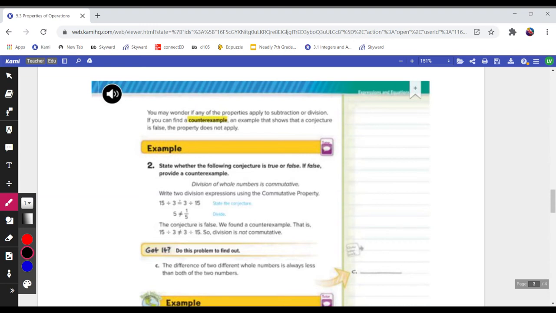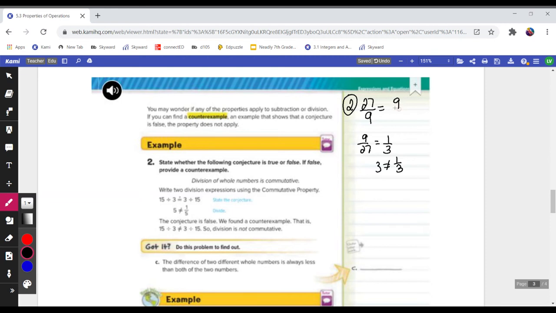State whether the following conjecture is true or false. If false, provide a counterexample. So, division of whole numbers is commutative, meaning it doesn't matter what order you divide it in. Well, we can show that that's not true. If we were to take, let's say, 27 and divide it by 9, that answer equals 3. Now, the commutative property of division would mean that 9 divided by 27 would give the same answer, but it doesn't. It gives the answer of 1/3. So 3 does not equal 1/3. That is a counterexample. They also had the counterexample of 15 divided by 3 equals 3 divided by 15. And you know what? Let me go back and rewrite the way that I wrote mine, just so it matches up.